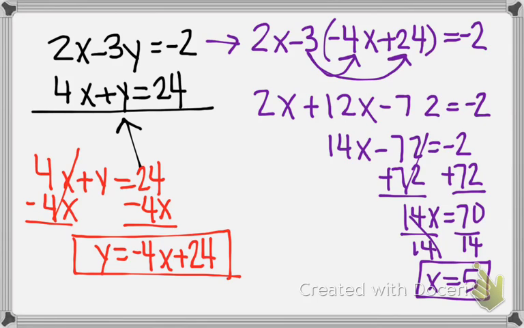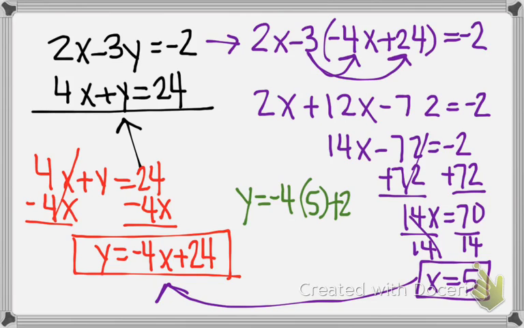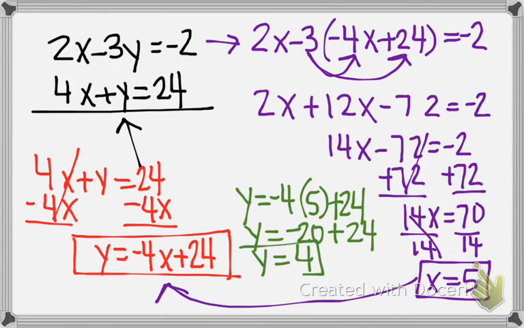Now that we know x equals 5, plug it back into your first equation revised. So y will equal negative 4 times 5 plus 24. That's negative 20 plus 24. So y will equal 4. Your ordered pair is 5, 4.